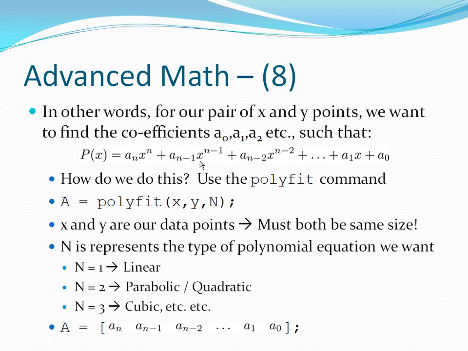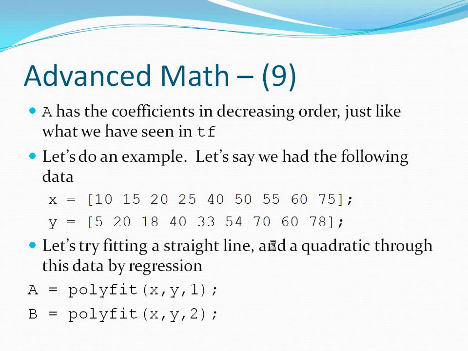The output will give you the coefficients in descending order starting from the highest power that you specify. So if you wanted a cubic, this would be a3, a2, a1, and a0. If you wanted a parabola, this would be a2, a1, and a0, and so on. It will figure out the best coefficients to derive a polynomial equation that will match most of those points as best as possible. So A has the coefficients in decreasing order, just like what we've seen in the TF command. So let's do a quick example.